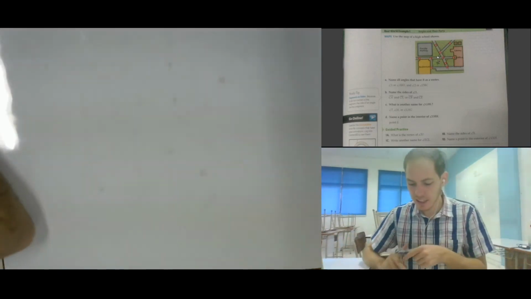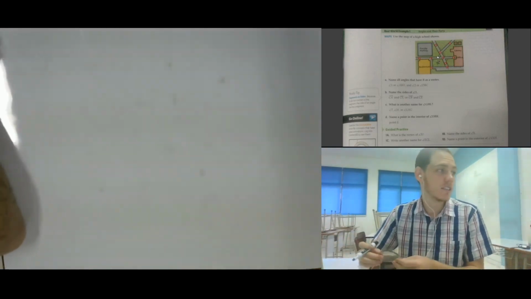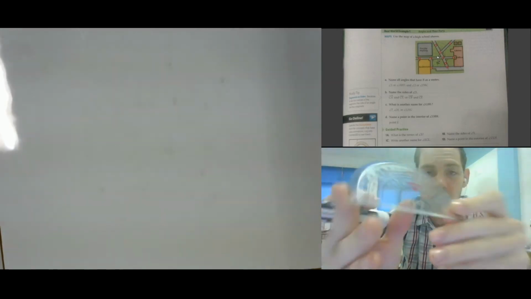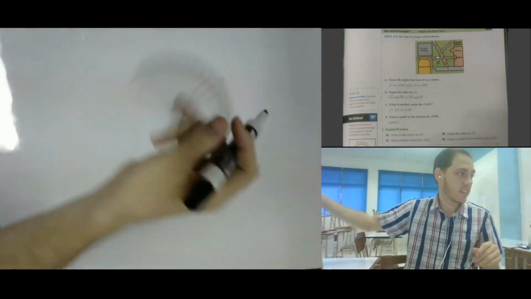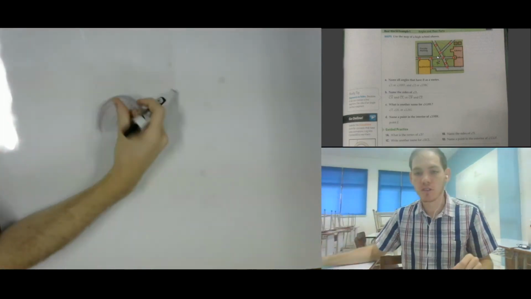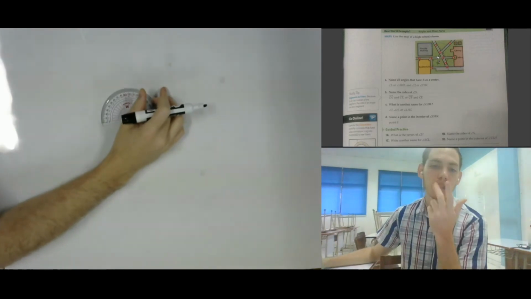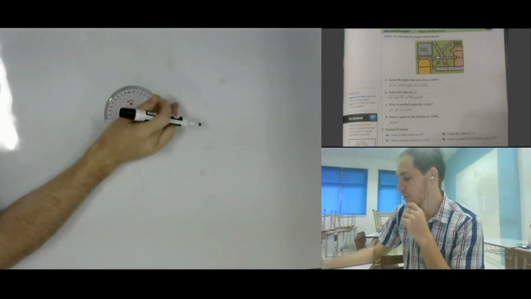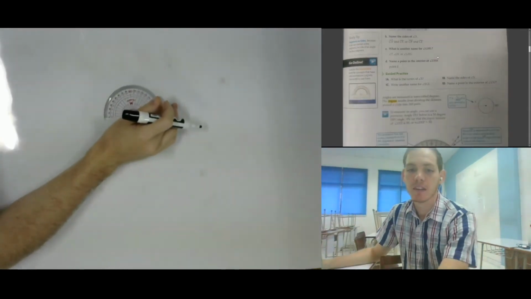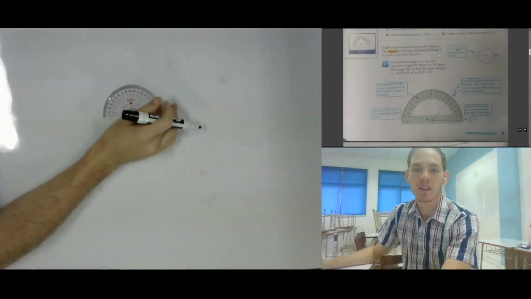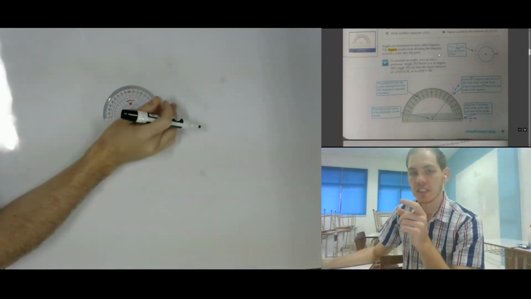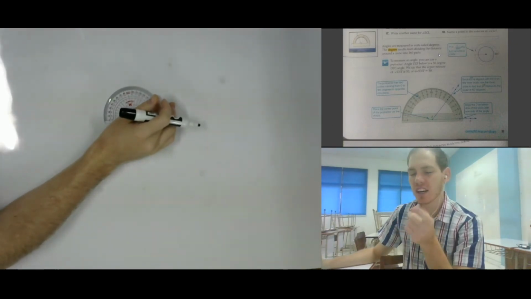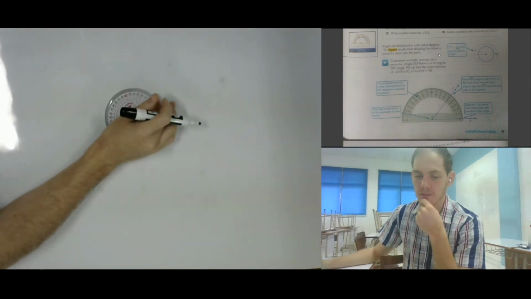Now, degrees. You see this beauty right here. It's our protractor. We need a compass, protractor, and a straight edge from this class on. Just assume we'll be using them. Now a degree is 1/360th of a rotation around the circle.